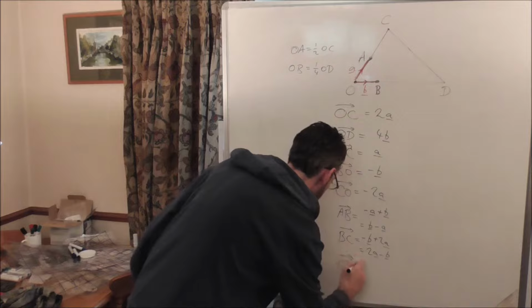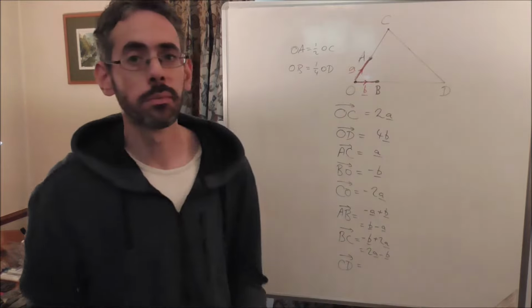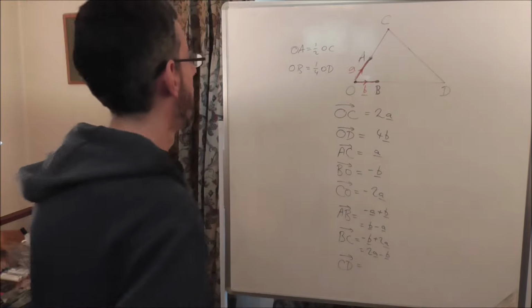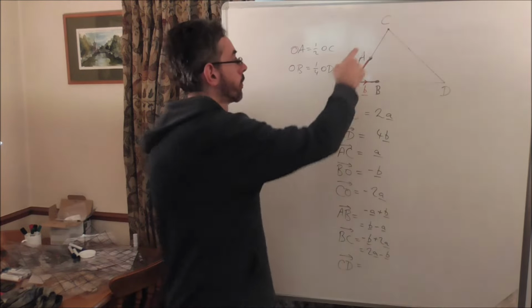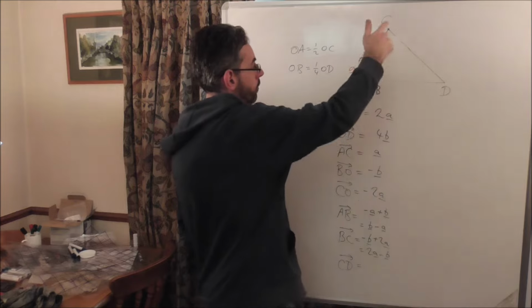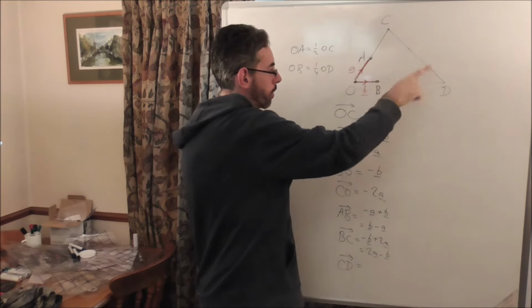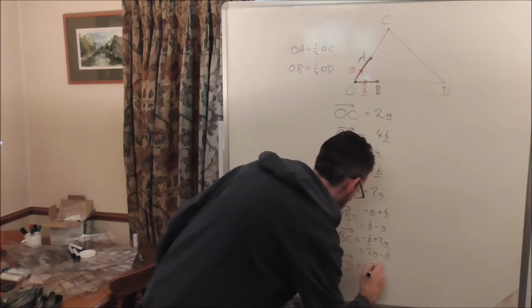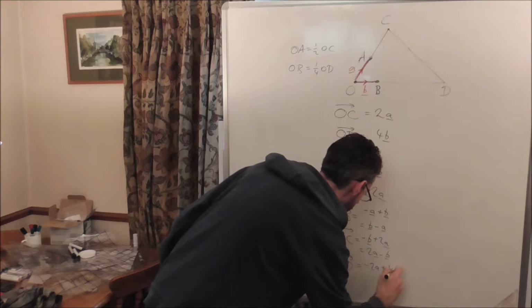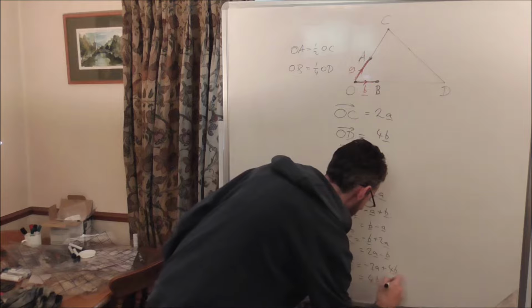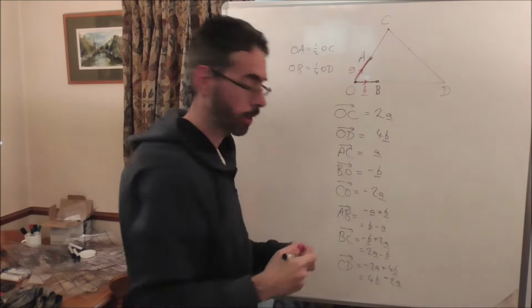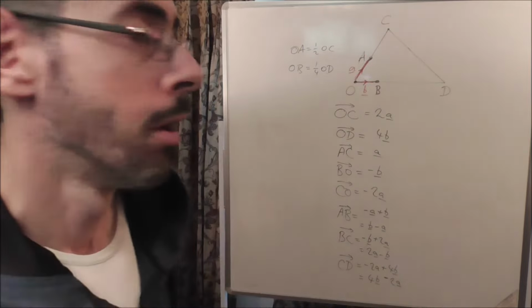What about C to D? Well, we could go via point O again. It's just that plus that. That is minus 2A, and that is 4B. So it's just minus 2A plus 4B. Or written the other way around, it's just 4B and then minus 2A. So 4B minus 2A. Either way round.